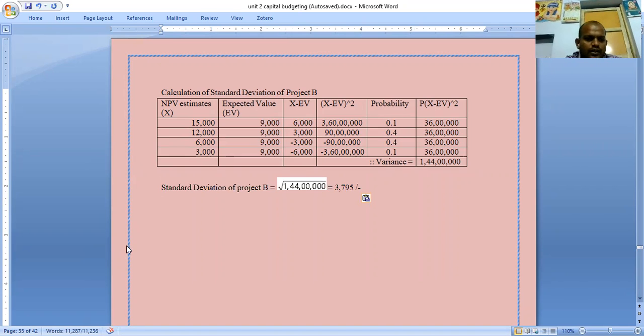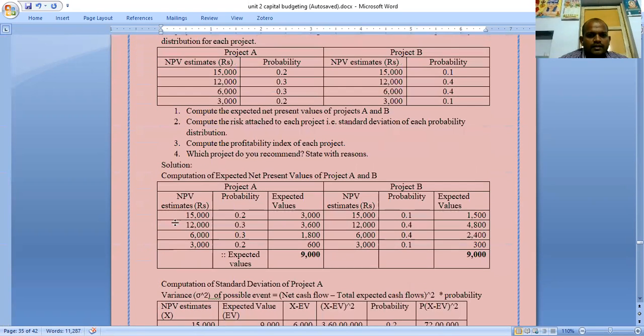So if you take the standard deviation as a decision criteria, the lowest standard deviation is with project B. Now, third point, calculation of profitability index.